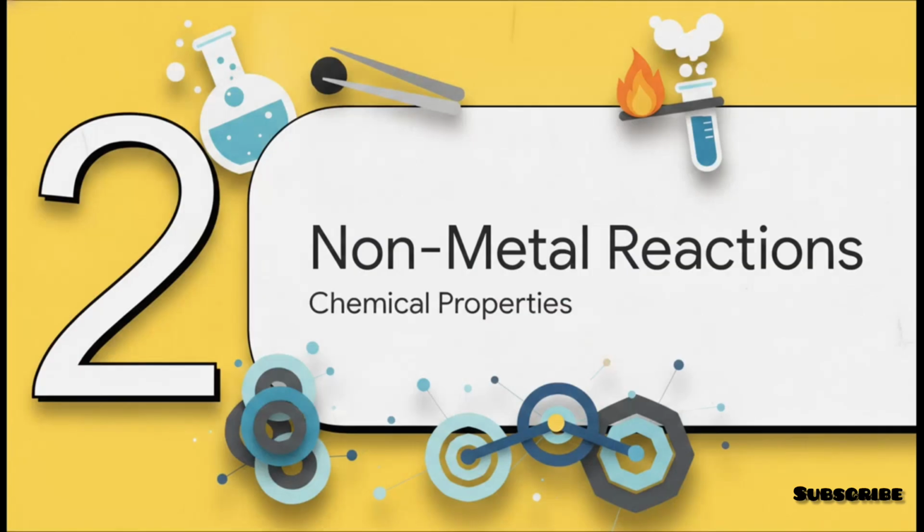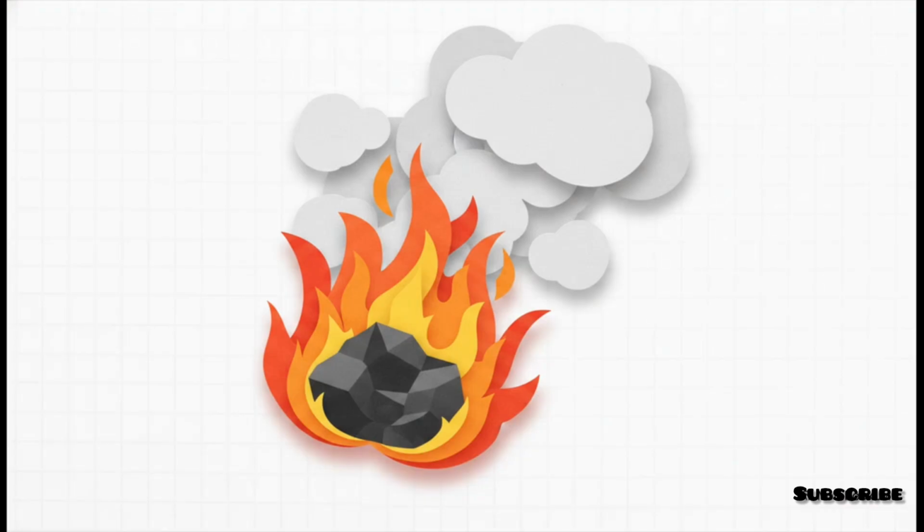All right, moving on to section two, nonmetal reactions, chemical properties. Because just like metals, nonmetals have their very own unique ways of interacting with the world around them. First up, let's look at how they react with oxygen. When nonmetals react with oxygen, they generally burn to form nonmetal oxides. For example, if carbon burns in oxygen, you get carbon dioxide. Similarly, when sulfur burns in air, it forms sulfur dioxide. It's a pretty straightforward combination, right?